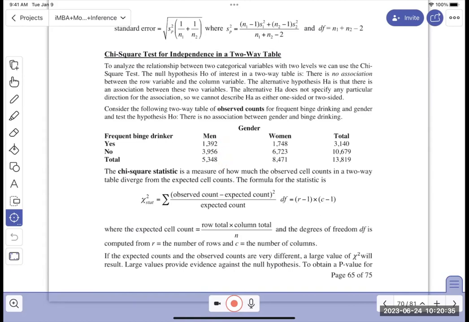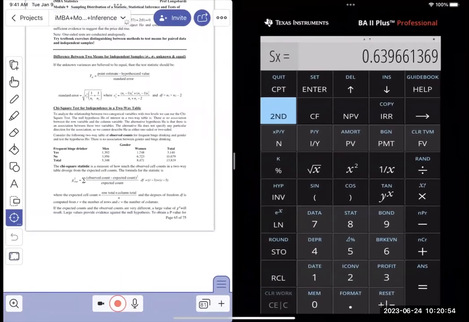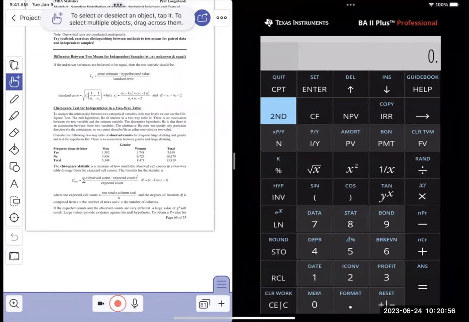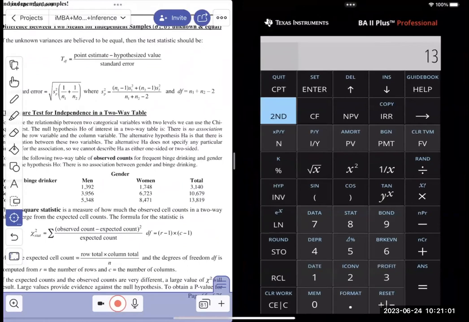So then you just do this calculation because I don't have that number anywhere. So 1392 divided by 5348. What is that? I can put that here. 1392 divided by 5348. So 26%.